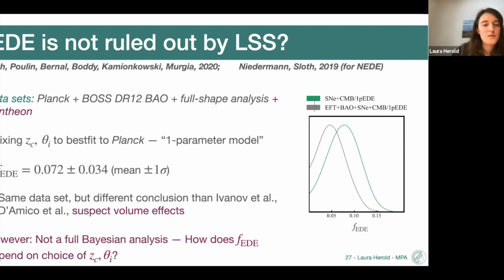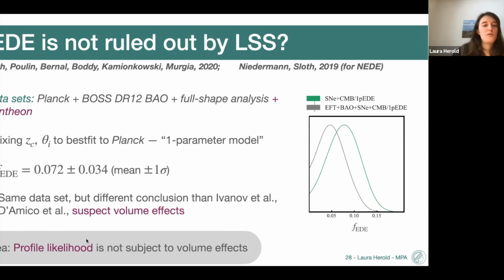However, simply fixing two parameters of the model is not a full Bayesian analysis, because for us, it was, for example, not clear how the inferred amount of early dark energy depends on the choice of these two parameters. In the case of the one-parameter model, they fixed them to the best fit to Planck. But I think this is also tricky because one uses the same data set to fix those two parameters, and then one uses it to analyze the reduced model. So fixing two parameters is not a full Bayesian analysis. Our idea was to use the profile likelihood because it is not subject to prior volume effects.